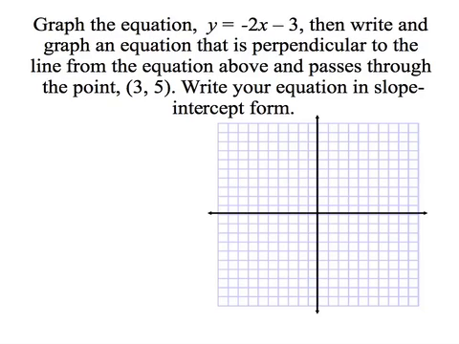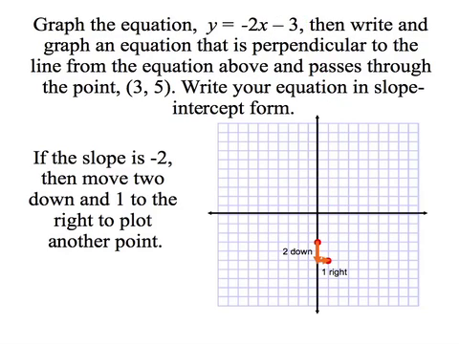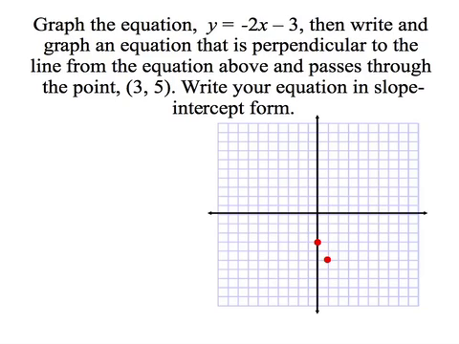Let's graph the first equation. Since it's in slope-intercept form, we're going to find the y-intercept and graph that first, -3. And then from the y-intercept, the slope is -2, so we're going to move 2 down and 1 to the right and plot a second point. Our 2 points are now shown. Of course, to graph the line, we connect those 2 points and extend them to show that the line goes on forever in both directions.